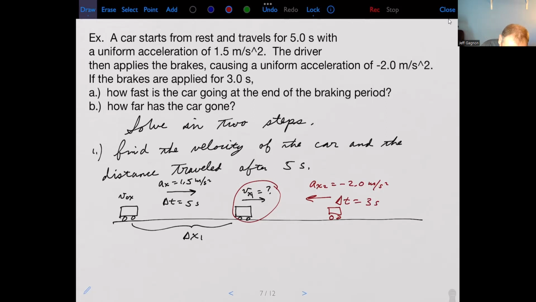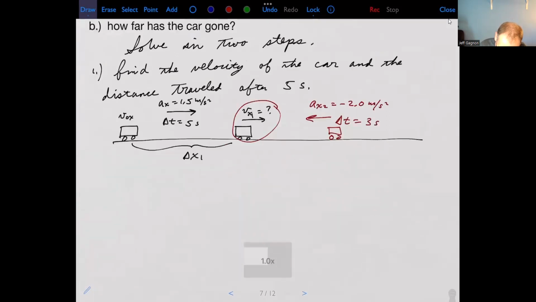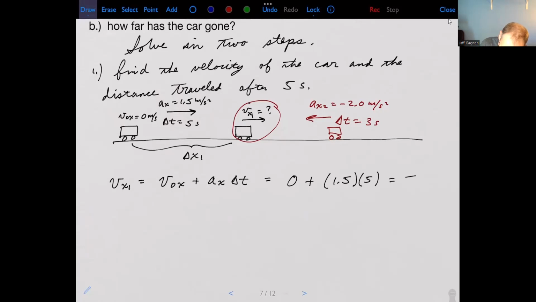Okay, so let's see. I know the acceleration. I know the time. I know the initial velocity. In this case was 0, right? Because it started at rest. So to find that final velocity, Vx1, it's simply going to be an initial velocity plus AX delta T, right? I can use that equation. So this is going to be 0 plus 1.5 times 5, which is going to be 7.5 meters per second.